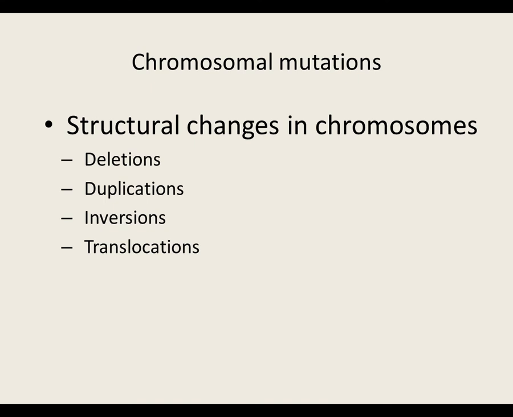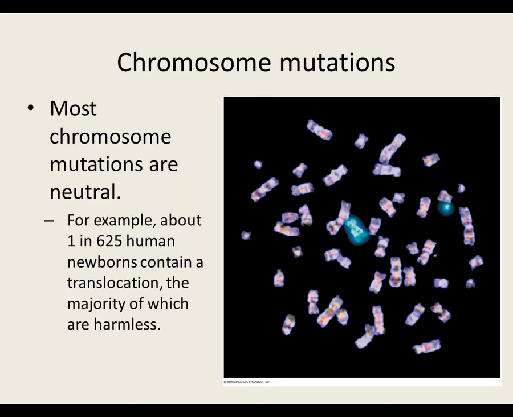So we're going to talk about a few different kinds of chromosome mutations, including deletions, duplications, inversions, and translocations. These all cause structural changes to the chromosomes themselves. Like other DNA mutations, chromosome mutations are generally neutral, meaning that they don't often have an effect on the organism's fitness. This is estimated to be about 1 in 625 cases of translocation, which is a swapping of chromosome fragments. And again, the majority of these are harmless for people.